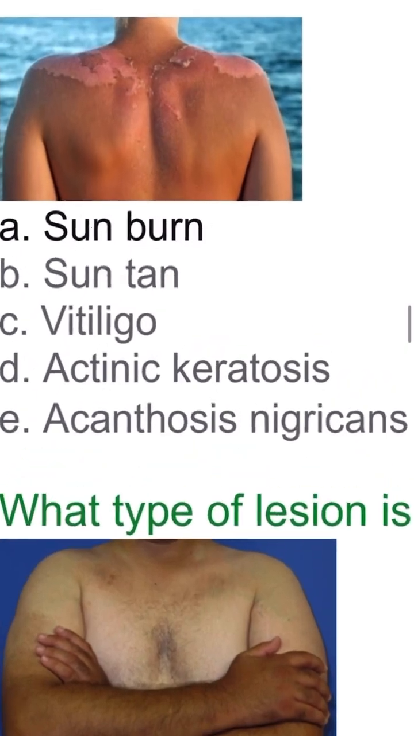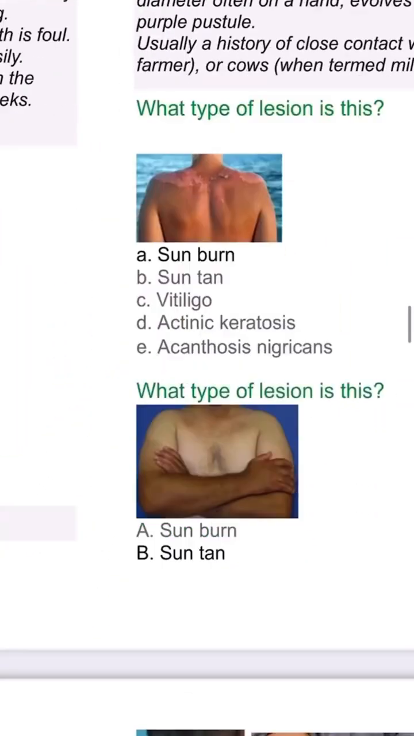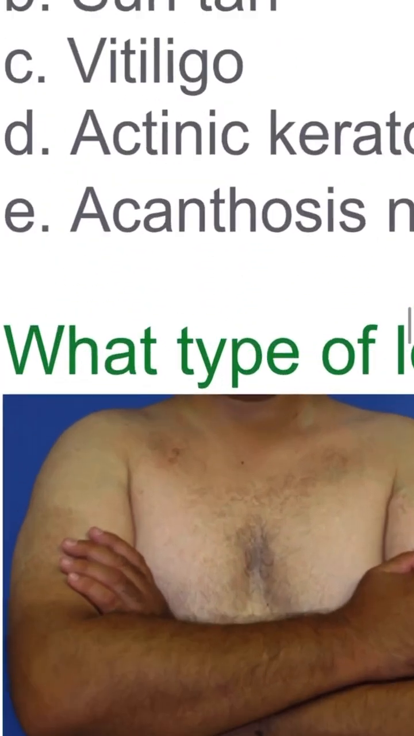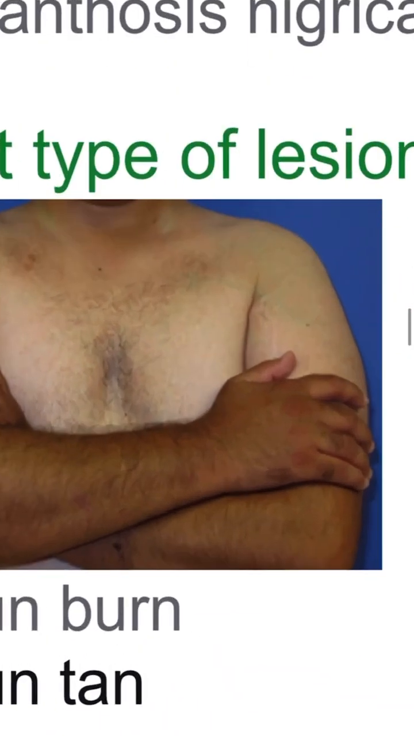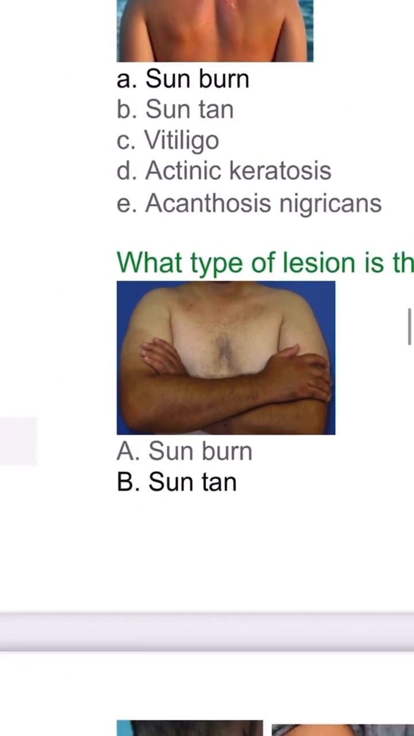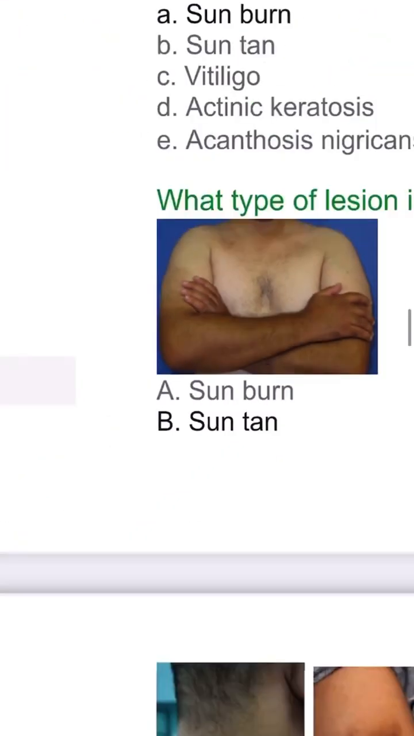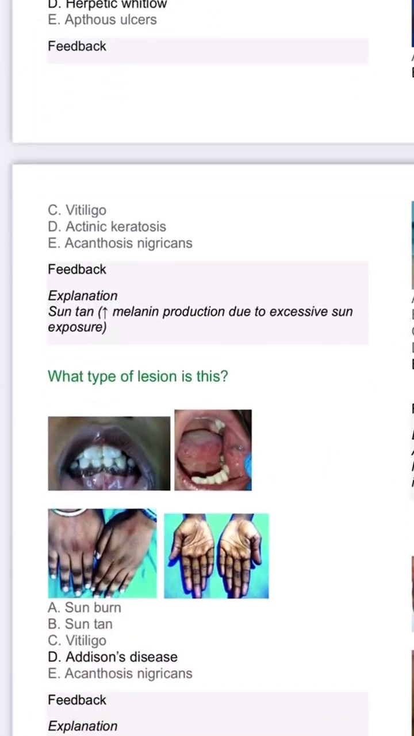Which type of lesion is this? This is sunburn, suntan. You can see the difference in skin color. So this is sunburn, suntan. Suntan is increased melanin production due to excessive sun exposure.